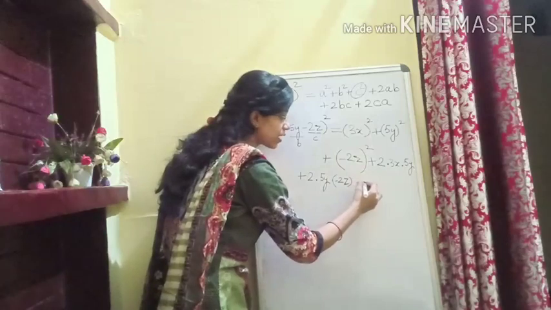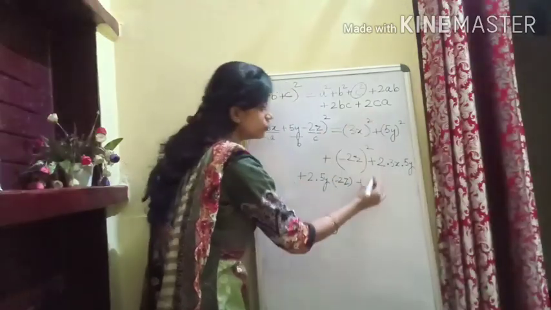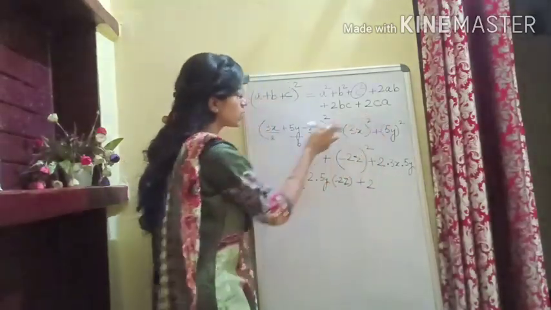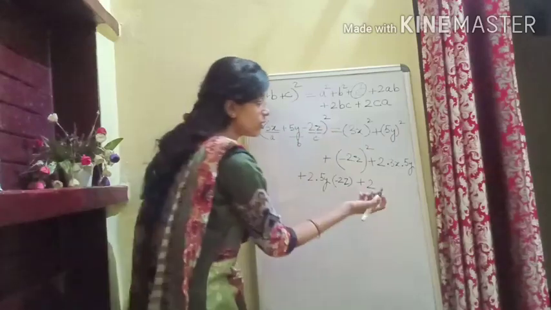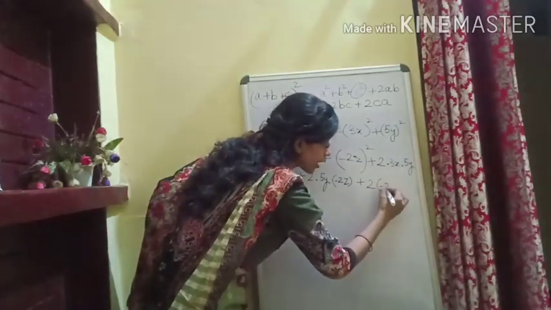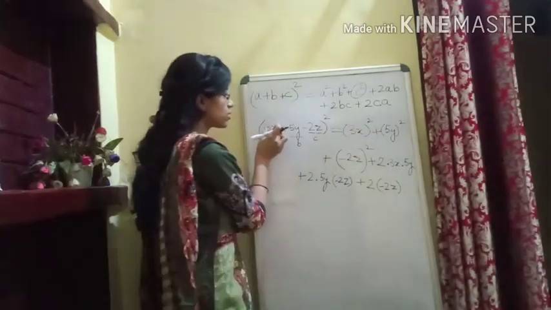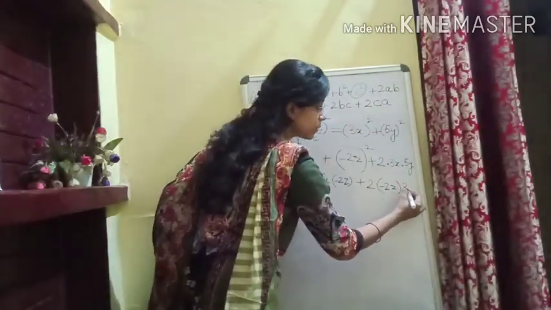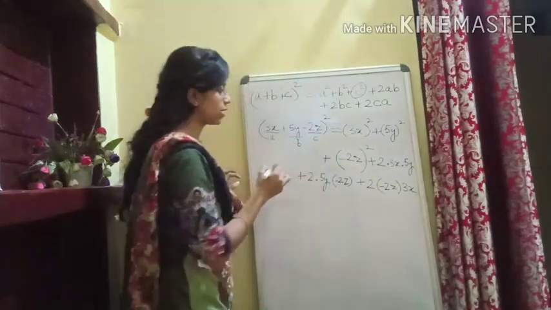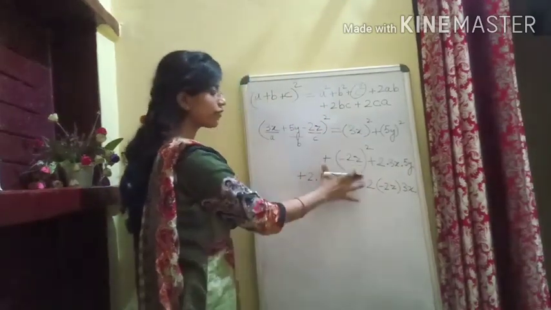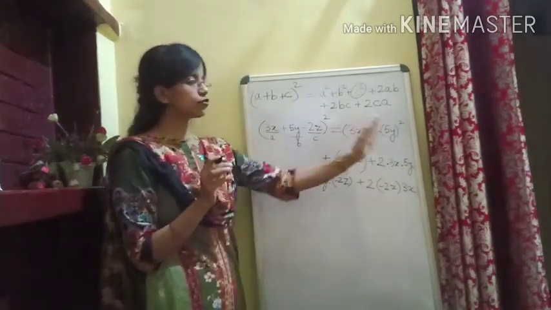Plus, as given in the identity, 2. Next is c. What is c? Minus 2z. So when we write minus, we always write it in the bracket. This 2c into a. What is our a? 3x. Since it is plus, we can write it like that. Okay. Now since we have kept the values, we simply have to square them.